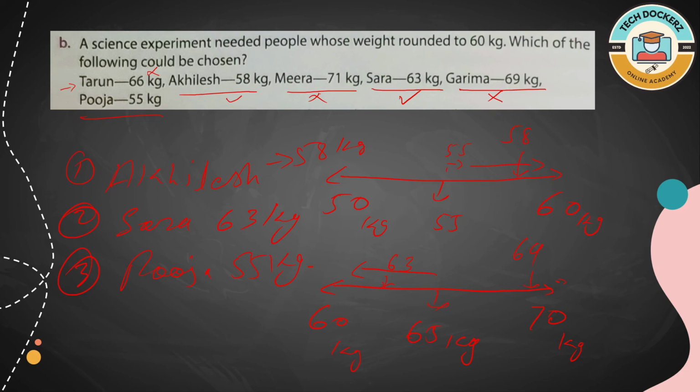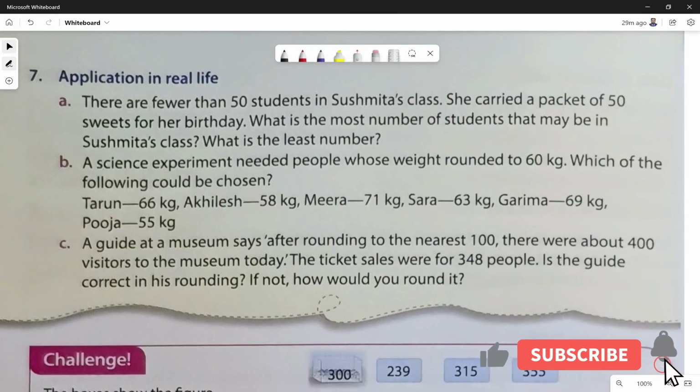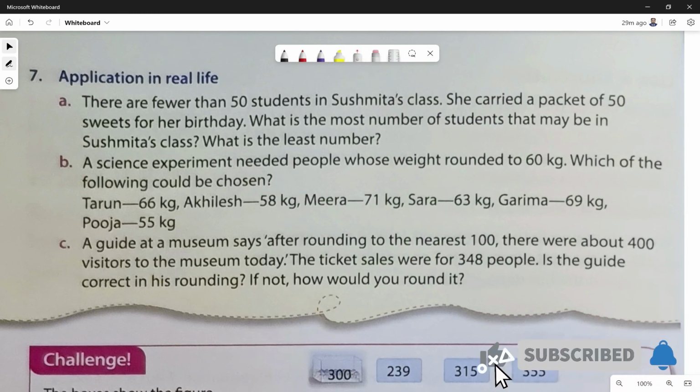Let's move to question number 7C. A guide at the museum says, after rounding to the nearest 100, there were about 400 visitors to the museum today. So he is expecting 400 visitors at the museum today. The ticket sales were for 348 people. Is the guide correct in his rounding? If not, how would you round it? So let's solve this question.